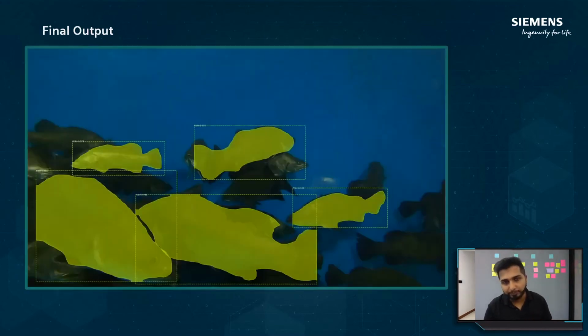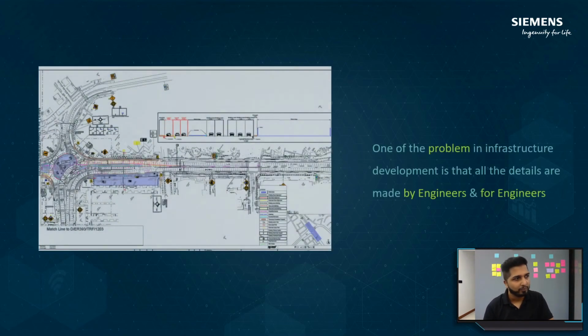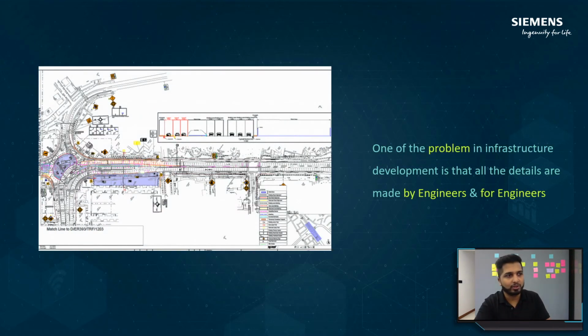So the next project we want to bring in is a 3D real-time digital twin. This is a project we did for a transport authority. Autonomous vehicles are getting crazy, and every country is looking into that. But these topics, infrastructure or industrial topics, take a lot of time to get implemented. And the main reason is that most infrastructural or industrial developments are made by engineers and for engineers.